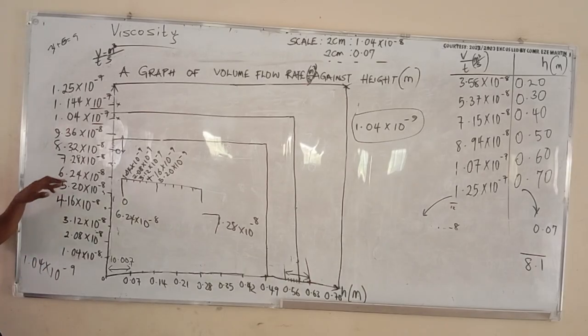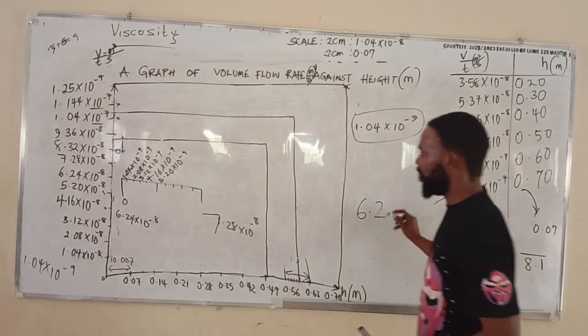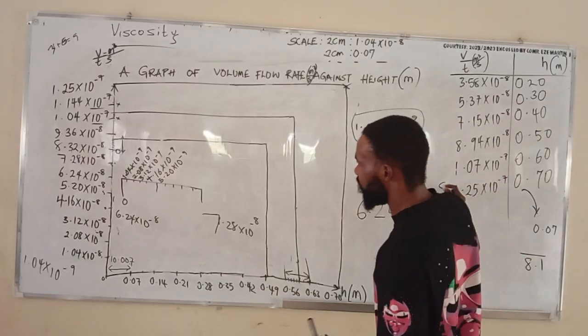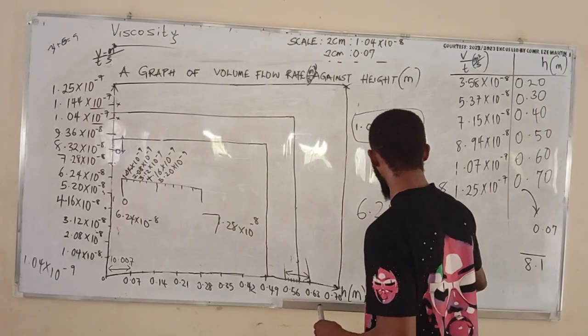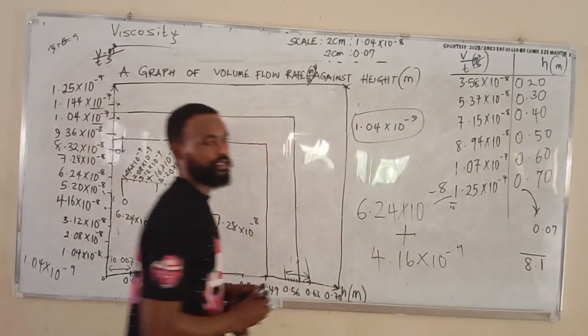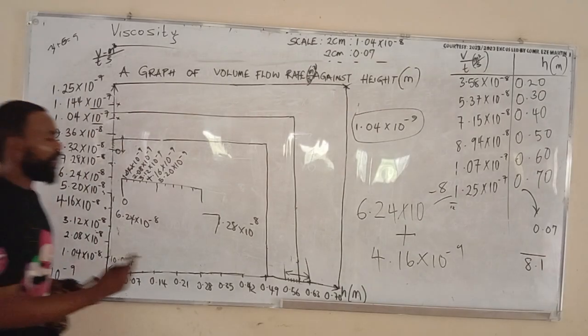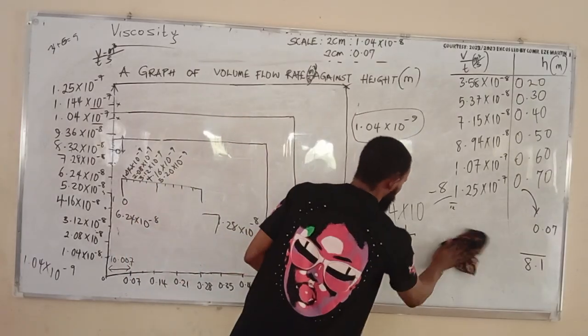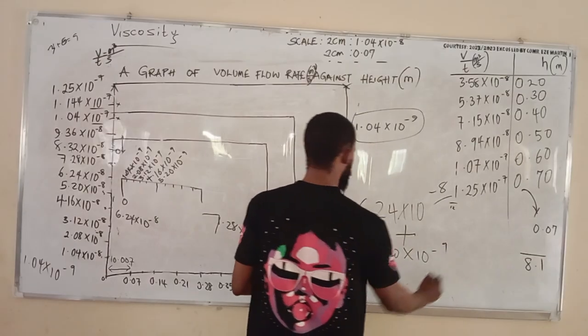I said 6.24 times 10 raised to the power minus 8 plus times 10 raised to the power minus 9. Do it. 6.65 times 10 raised to the power minus 9. Well, leave this one. Do for me 5.20 times 10 raised to the power minus 9.